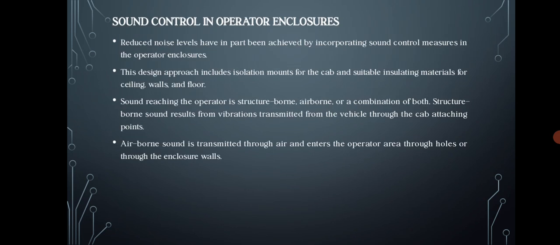Sound control in operator enclosures. Reduced sound level is in part achieved by incorporating sound control measures in the operator enclosures. This design approach includes isolation mounts for the cab and suitable insulation material for ceiling, wall and floor. Sound reaching the operator is structure-borne, airborne or a combination of both. Structure-borne sound results from vibration transmission from the vehicle through the cab attaching points. Airborne sound is transmitted through air and enters the operator area through holes or through the enclosure wall.